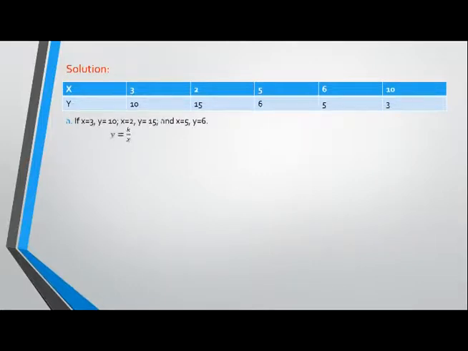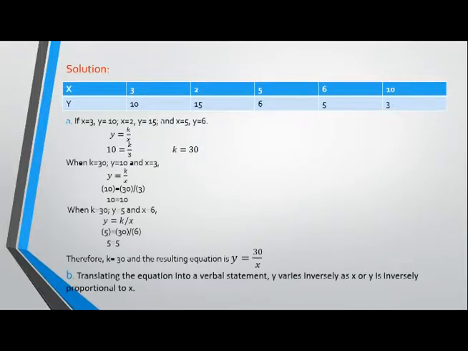So we have y is equal to k over x. We substitute the value of y, which is 10, and the value of x, which is 3. So we have 10 is equal to k over 3, so k is equal to 30. So when k is 30, y is 10, and x is equal to 3, let's substitute the given values. So 10 is equal to 30 over 3, so we have 10 is equal to 10.